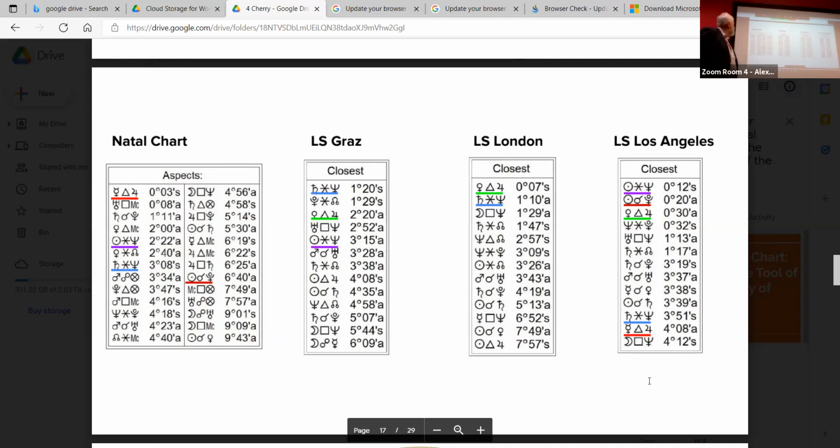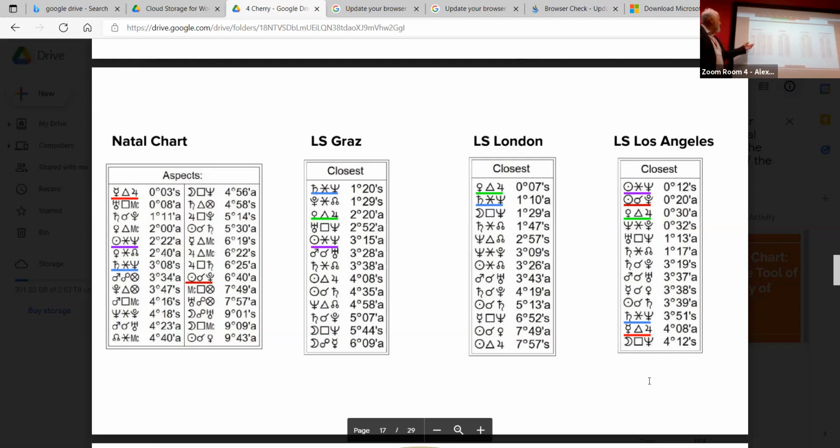Next, Sun sextile Neptune is not very precise in the natal chart. It's even less precise in Graz, in Austria. It's not present in London, but it becomes the most precise aspect in Los Angeles, Hollywood. This potential was in the natal chart, but it was still in the place of birth, but it came to the top in Los Angeles.